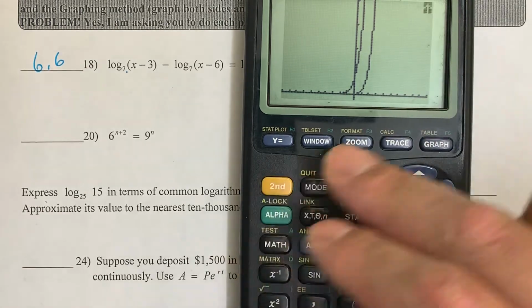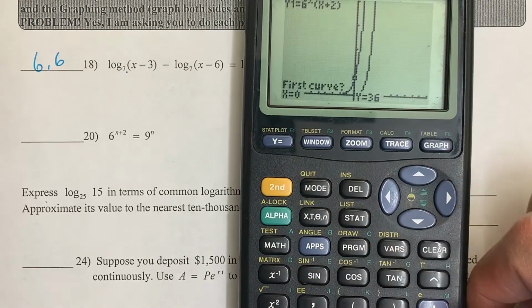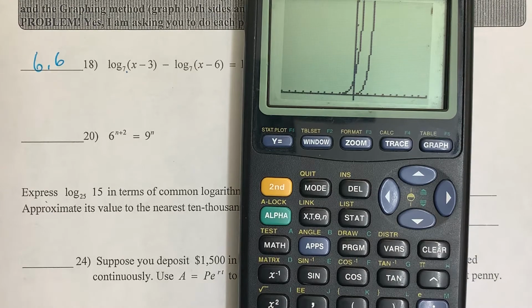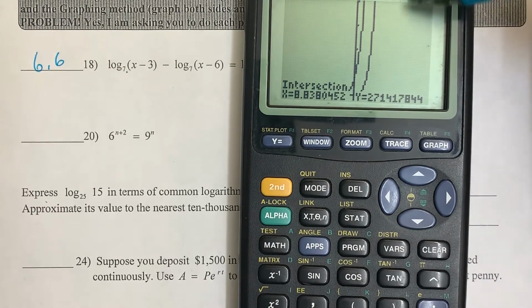So we'll do second calc 5. As long as it's on screen, we're good. So good for the first curve, good for the second curve, good for the guess. And let's see if they cross. Fingers crossed, no pun intended. Yay, we did it. Okay, so they actually intersect way up here somewhere. And luckily enough, the calculator was able to figure that out.